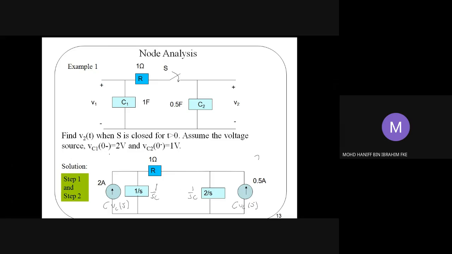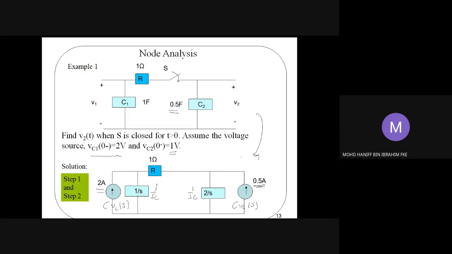We are given that for capacitor C1, it is 2 volt, and the value of the capacitor is 1 farad. So 1 times 2 should be 2 ampere. And for capacitor C2, it is 0.5 farad and the initial voltage is 1 volt, so the current is 0.5 ampere. That's why we have 0.5 and 2 ampere for these current sources.